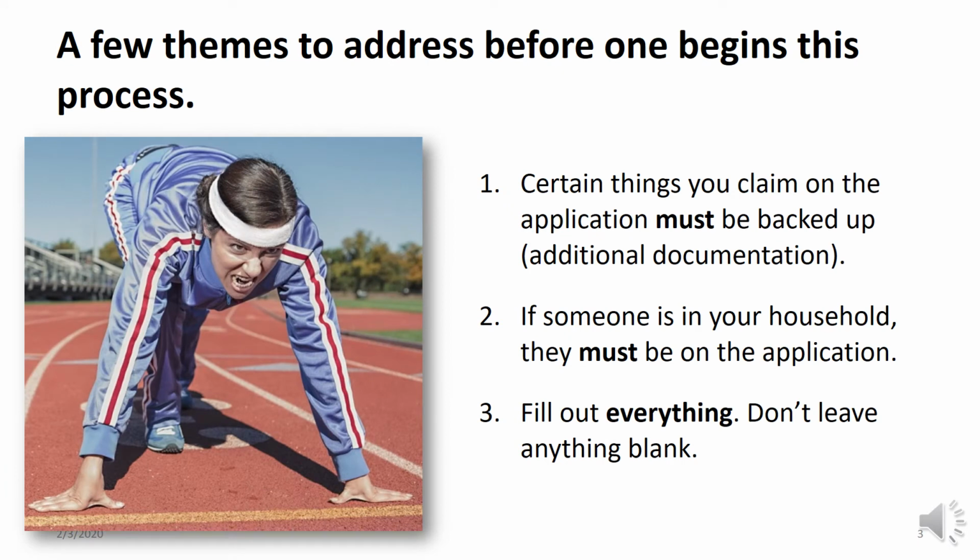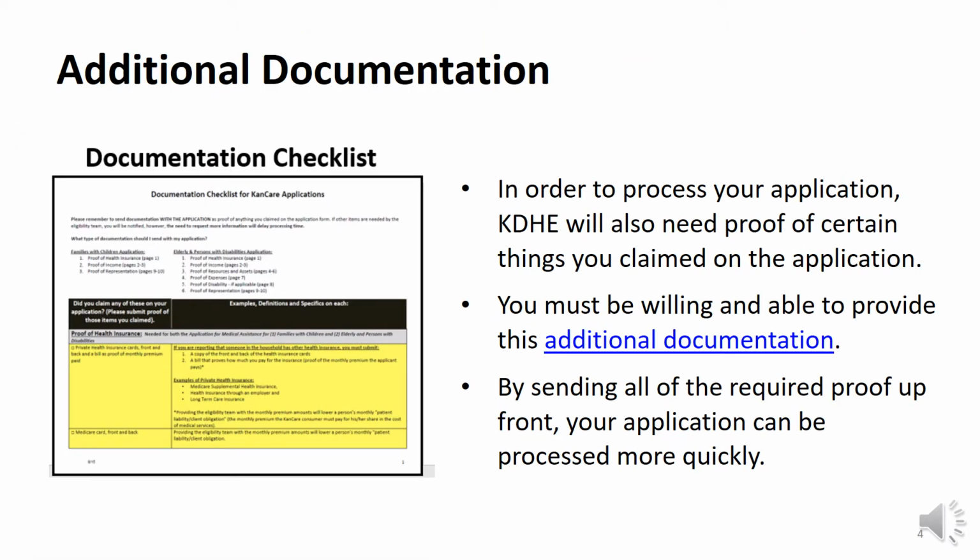A few themes to address before one begins this process. Certain things you claim on the application must be backed up with additional documentation. If someone is in your household, they must be on the application, and then fill out everything and don't leave anything blank. Additional documentation. In order to process your application fully, KDHE will also need proof of certain things that you claimed on the application. You must be willing and able to provide this additional documentation. By sending all of the required proof up front, your application can be processed more quickly.